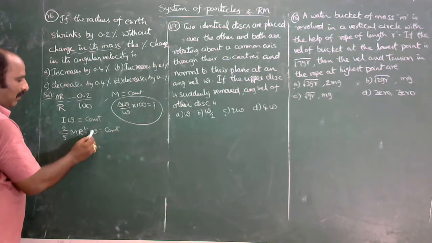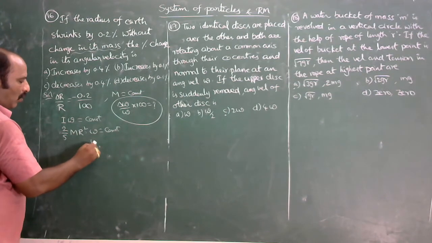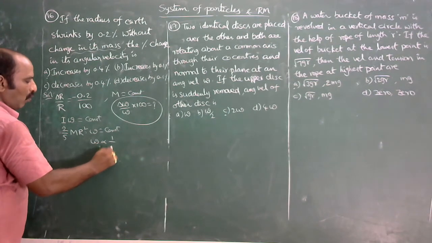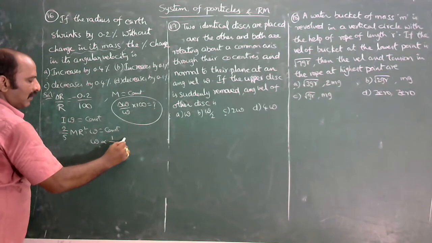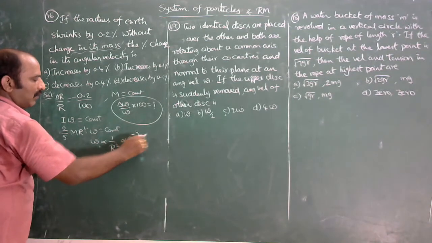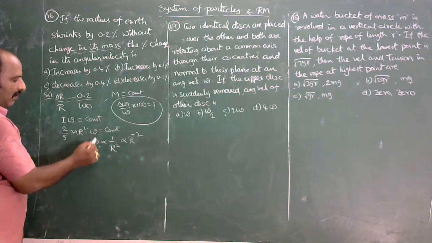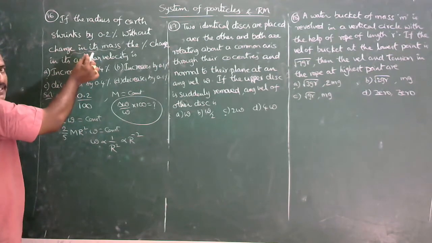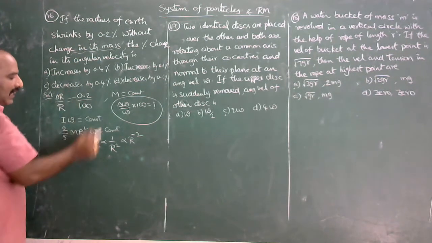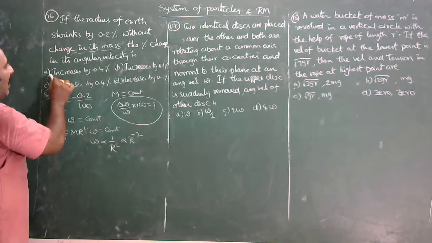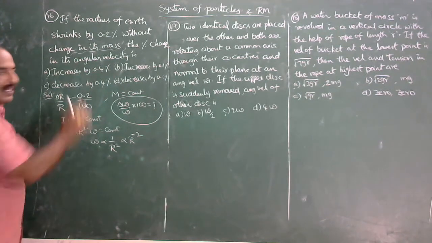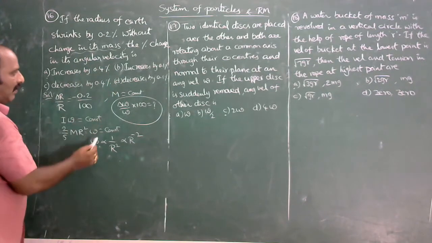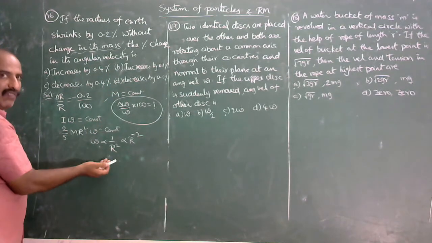Now write the relation between omega and r. Omega proportional to 1 by r square, that means r power minus 2. Right. Here both are inversely proportional. If radius shrinks, that means decreases, omega angular velocity increases. So option A or B is right. A or B increases. How much amount, that you will find now.